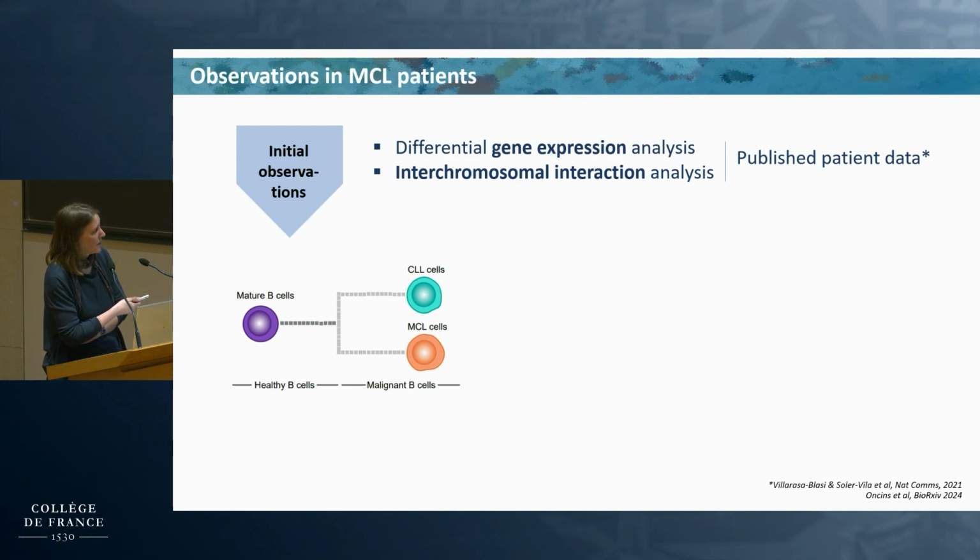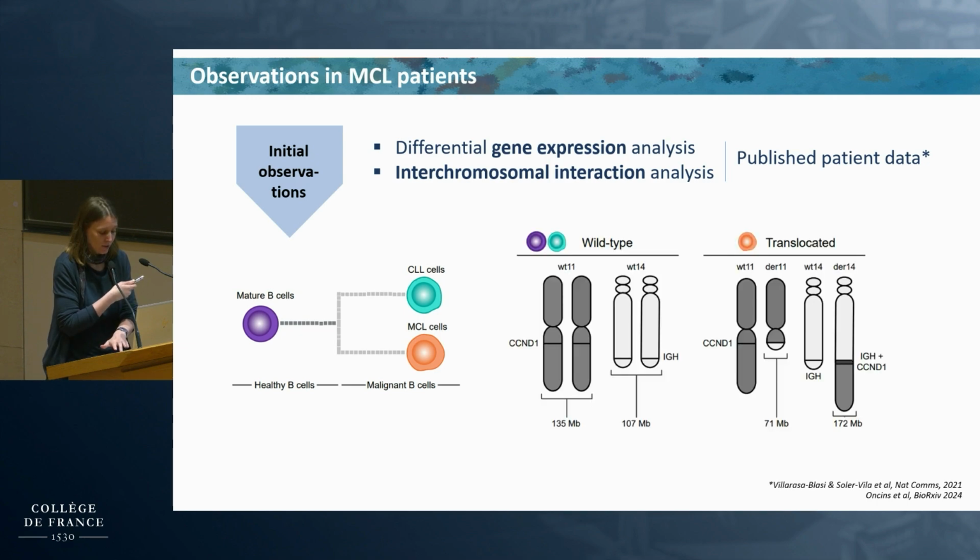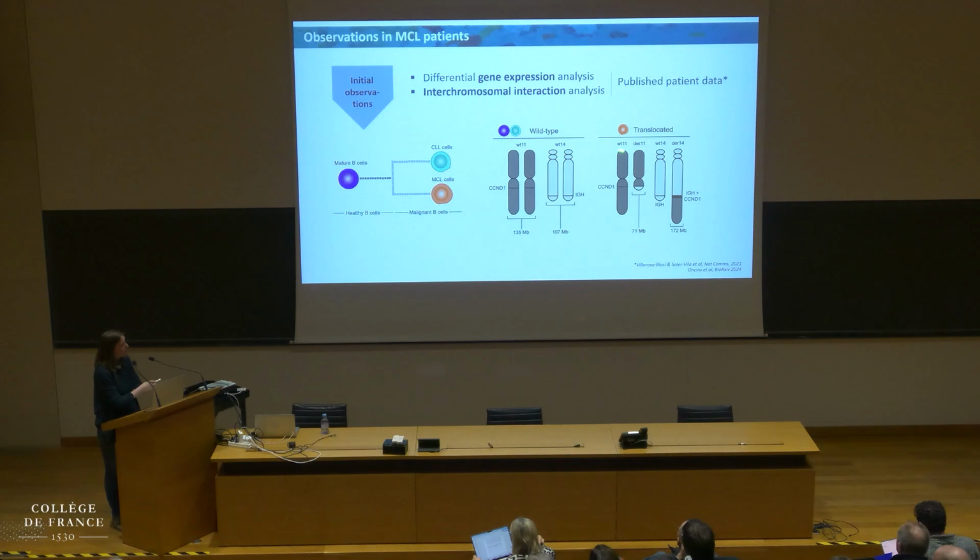We basically compared mantle cell lymphoma cells, which are cells that carry translocations, with mature healthy B cells, as well as chronic lymphocytic leukemia cells, which are also a B cell type of tumor, but they don't carry the translocation. So basically, those mature B cells and those CLL cells are wild type at the level of their karyotype. So they have two wild type chromosomes 11, one from the father and one from the mother, and two chromosomes 14. While the mantle cell lymphoma cells have a translocation. They have one wild type 11, one wild type 14, and then they have these two translocated pieces.